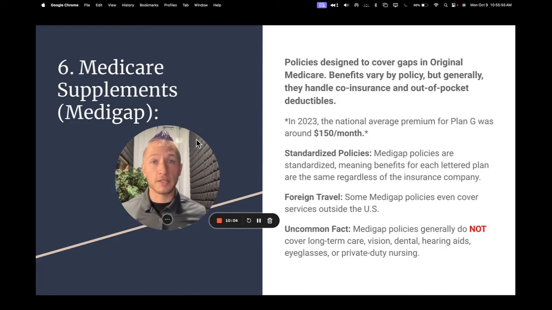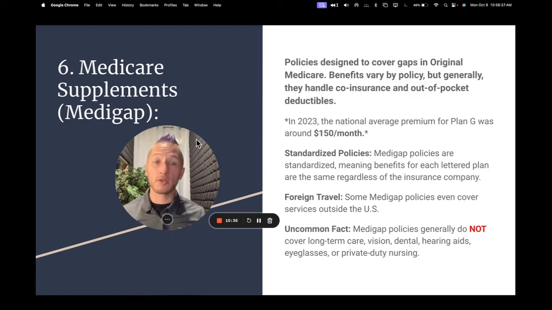Medicare supplement plans. This is the other side of the coin from Medicare Advantage plans. These policies are designed to cover coverage gaps in original Medicare. Benefits are going to vary by policy, but generally all of the coverage offered from those supplement policies has to be the same across the board with other carriers and offer the same basic coverages whenever somebody is purchasing one. On average in 2023, the cost was $150 a month for somebody purchasing a Plan G policy, if that gives you a reference for the cost.